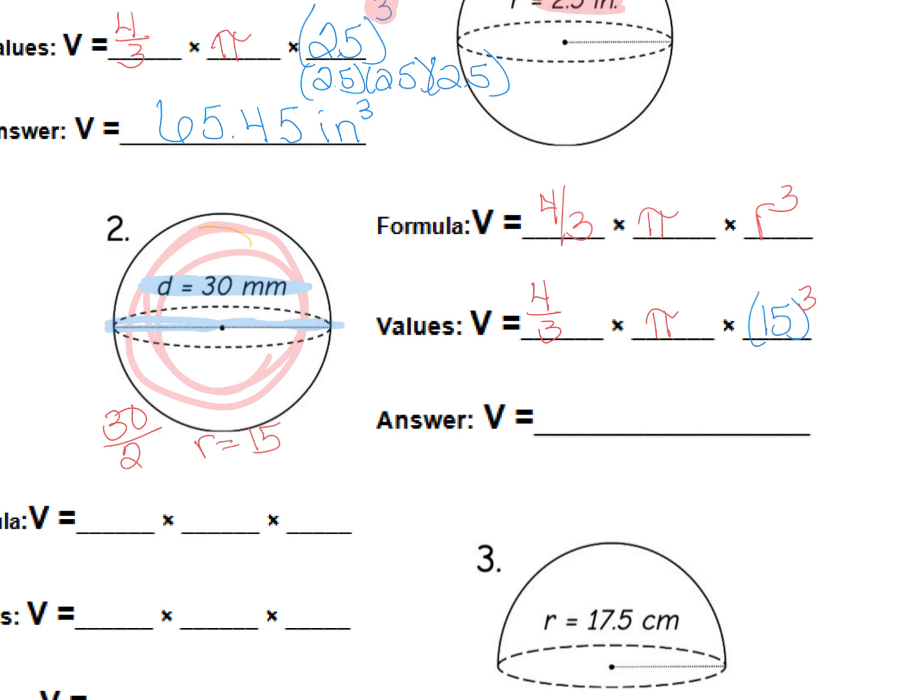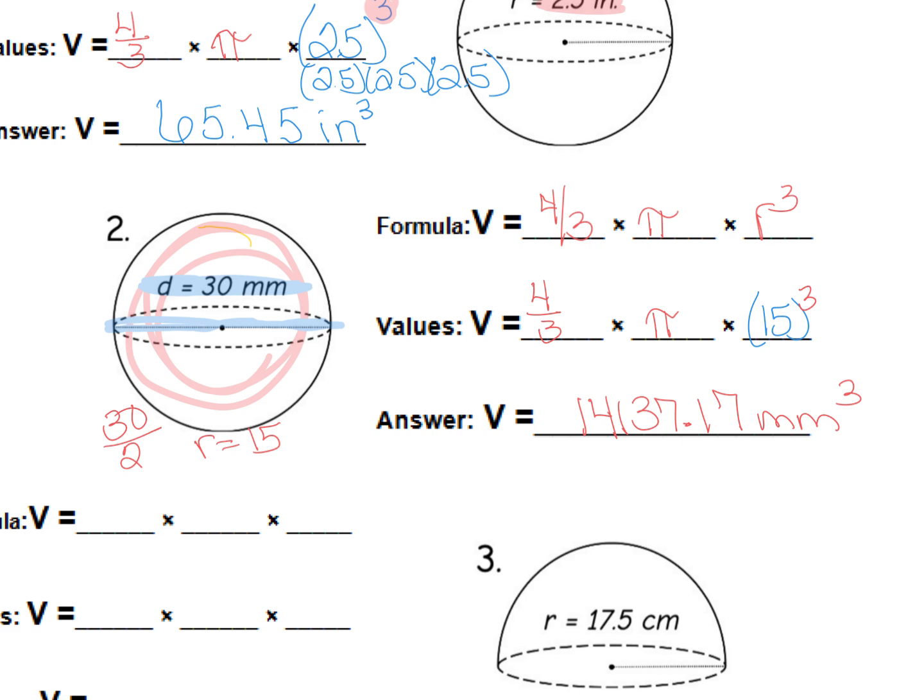And I'm hoping you're like me. I got 14137.1669412. We're going to round that to the nearest hundredth. So I have 14137.17. And I'm going to give it a label, millimeters cubed.